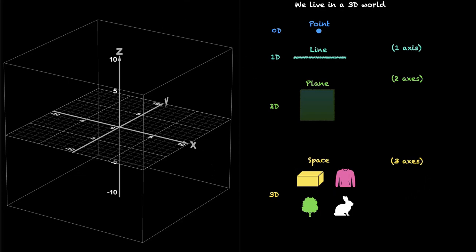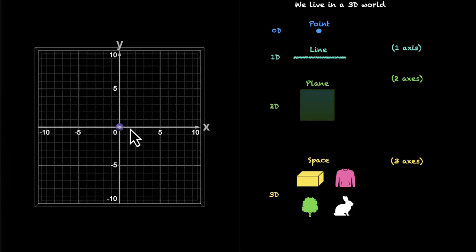Let's see this in action. When we only have a point to work with, there is nowhere for us to move. When we have a line, let's say we have our x-axis, it gives us 1 dimension to move. We can now move along the x-axis. When we add one more line perpendicular to this, let's call this the y-axis, now we can also move along the y-axis. So we have unlocked one more degree of freedom.